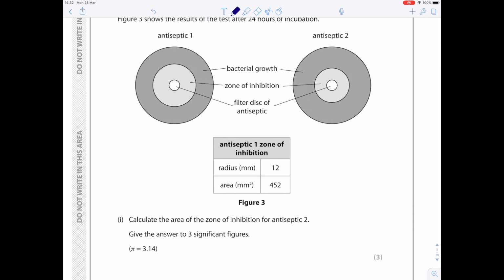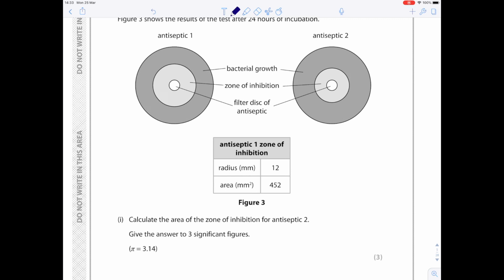So the dark grey is the bacterial growth, and then you can see the middle shade of grey is a zone of inhibition, so where the bacteria aren't able to grow, and that's due to the presence of the antiseptic. The larger the zone of inhibition, the more effective the antiseptic is. So just as I look at it, I can see that antiseptic 1 is better than antiseptic 2.